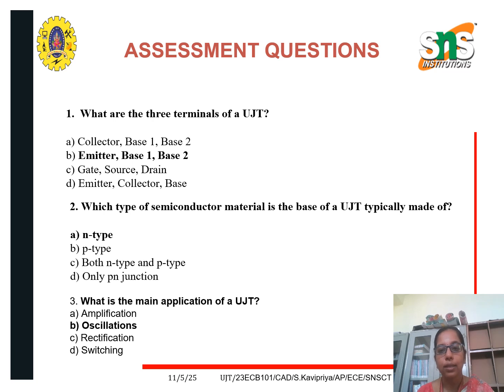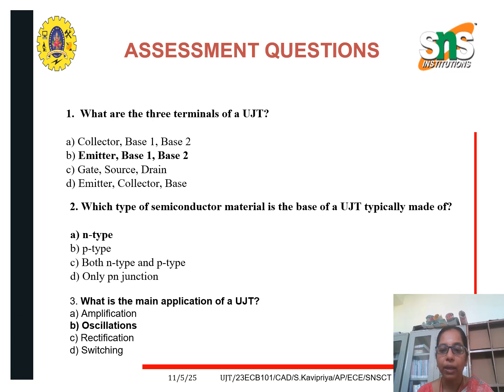And next are the assessment questions. What are the three terminals of the UJT? They are the emitter, base 1 and base 2. Which type of semiconductor material is the UJT typically made of? It is made of N-type material as well as P-type material.